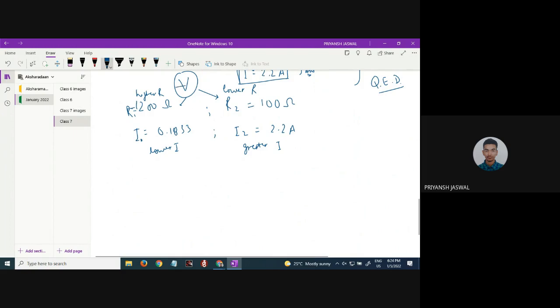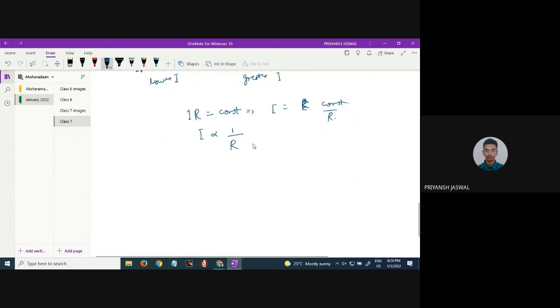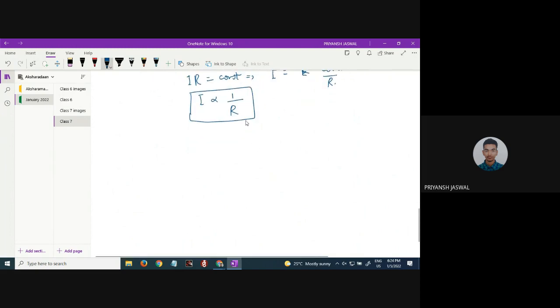Because V is fixed, IR is fixed, that is a constant, and I will be inversely proportional to R. You can see it in that way. I equals constant by R. Removing the constant, we introduce a proportionality symbol. I is proportional to 1 by R, or I is inversely proportional to R, which is basically Ohm's law for fixed voltage.